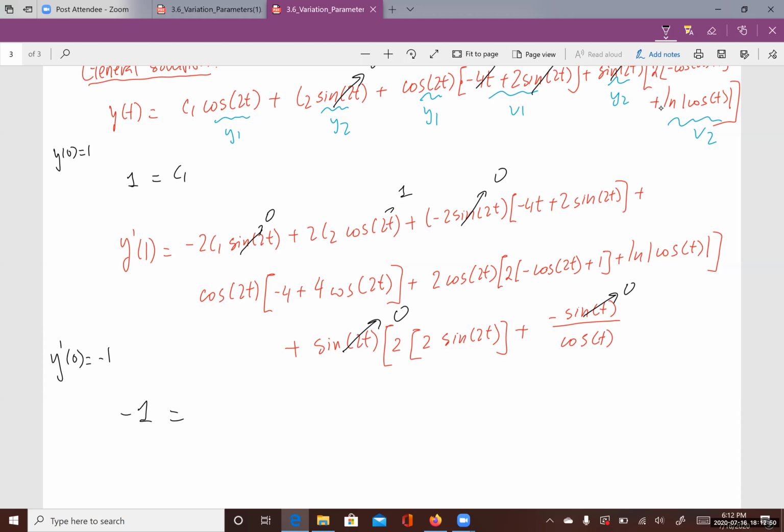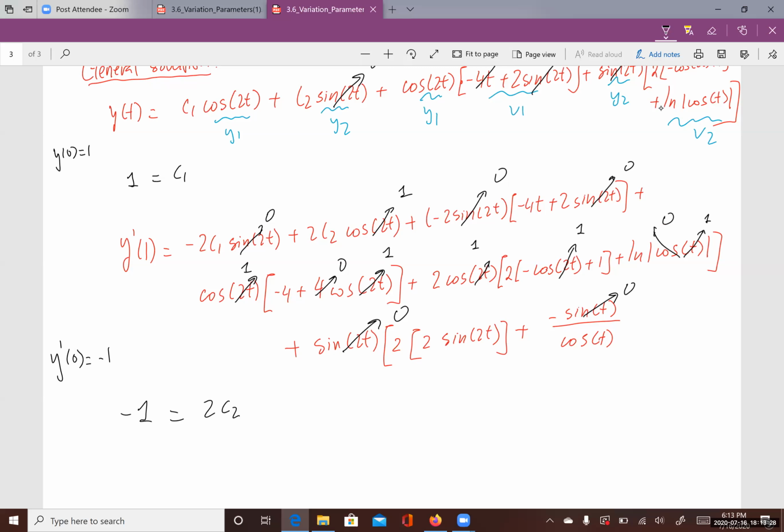So it's going to be 2c2. 0 is gone. This is going to be 1. So you will have 1 times negative 4 plus 4. Oh, this is going to be just 0. And this is going to be 1. 2 times 1 is 2. And this, 0 here, so it's going to be 1. Natural log of 1 is going to be 0. So the whole thing is 0.